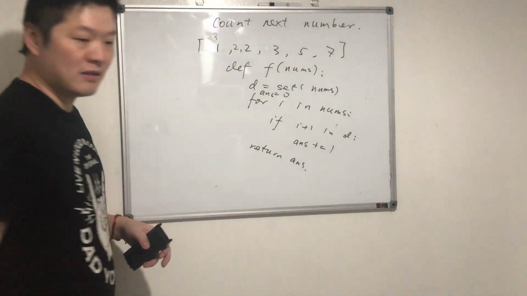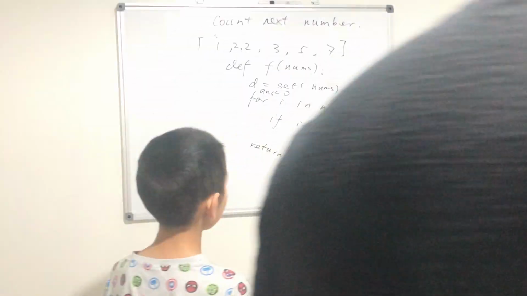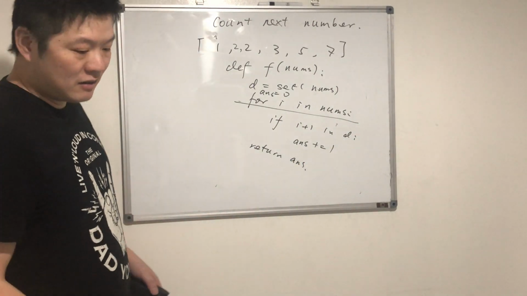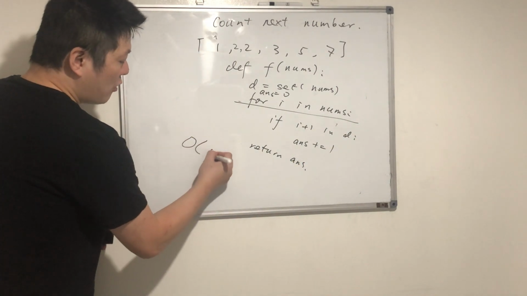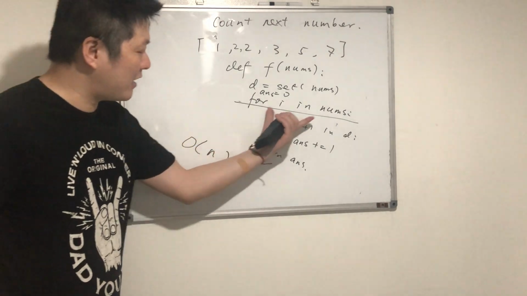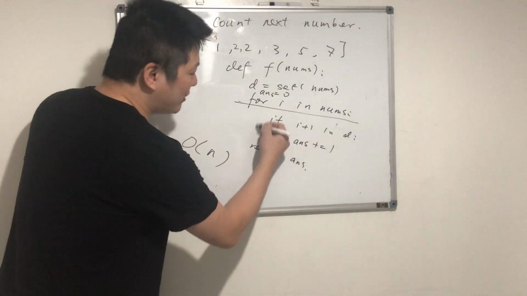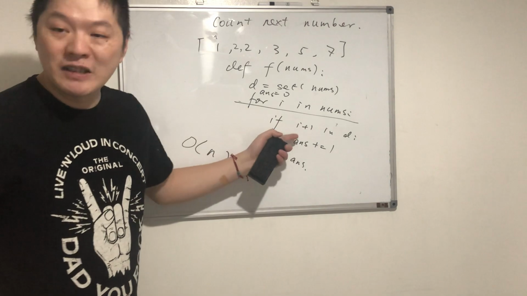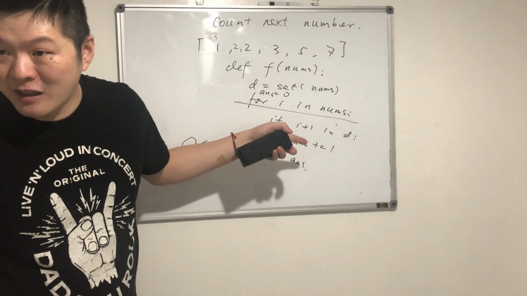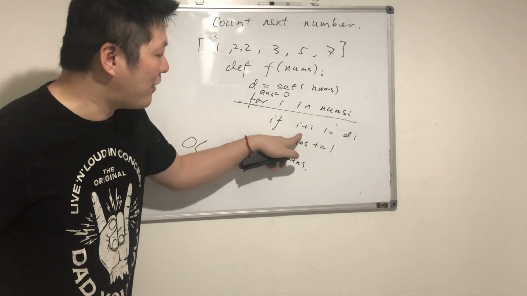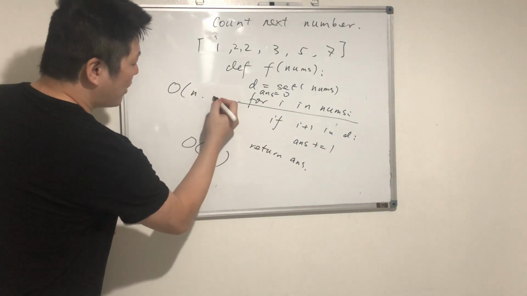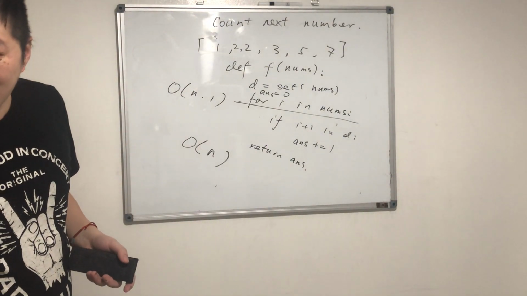Got it? What's the time complexity? It's O(n), just O(n), right? Compared to the previous method, which has this for loop as well. But in order to check if i plus 1 is in the array, the previous method used another for loop, so that was times n. But now, i plus 1 in D is O(1). So that will be O(n) times 1, which is O(n). N times 1.